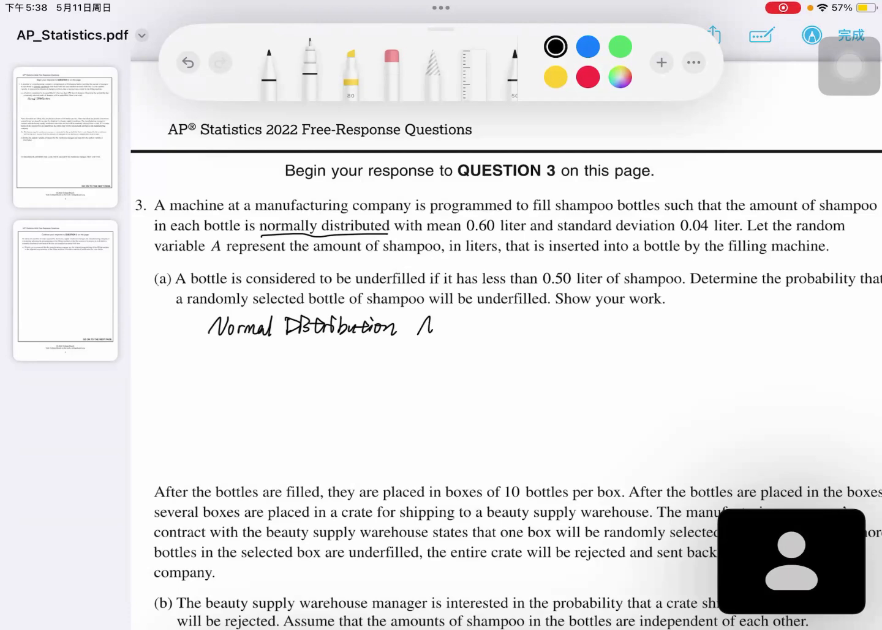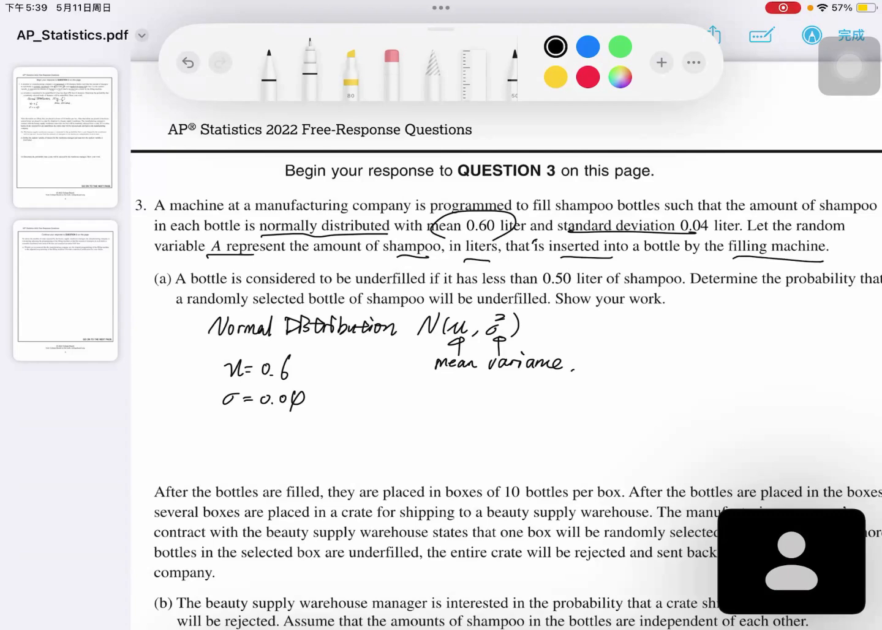That is related to two factors. The first one is the mean mu, and then the variance sigma squared. Okay, so the mean here is mu equals 0.6 and the standard deviation is sigma equals 0.04.